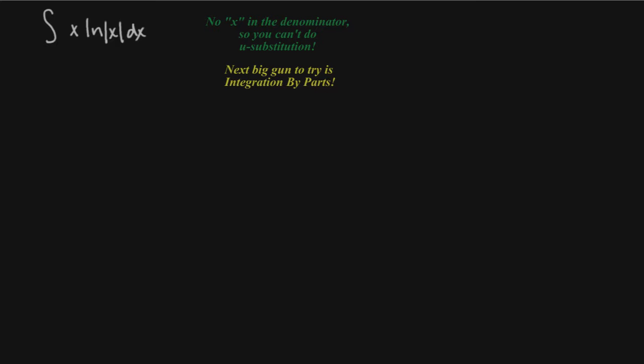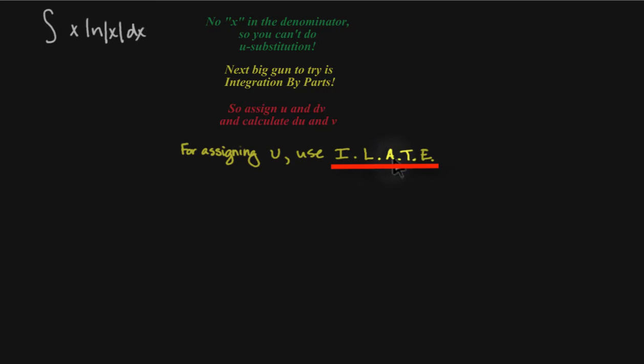Integration by parts allows me to break this up into two different parts and assign them to parts of a formula. How do I assign these two different parts, namely u and dv? And from those two, how do I calculate my du and my v? So there's a little acronym that allows you to assign values to u. And this acronym is ILATE.